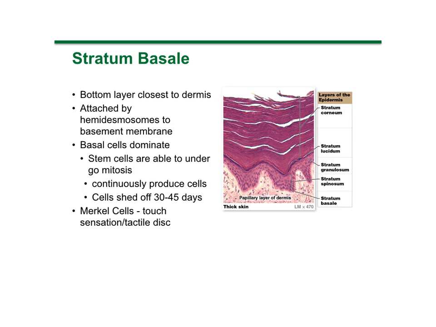Okay, so we first start with our very bottom layer, that stratum basale layer. This bottom layer is closest to the dermis. It's attached by hemidesmosomes to the basement membrane. The basal cells dominate, and those stem cells are able to undergo mitosis. So this is a continuous process, continuous production of cells that are going to help move up through the different layers and create the other layers of the skin.